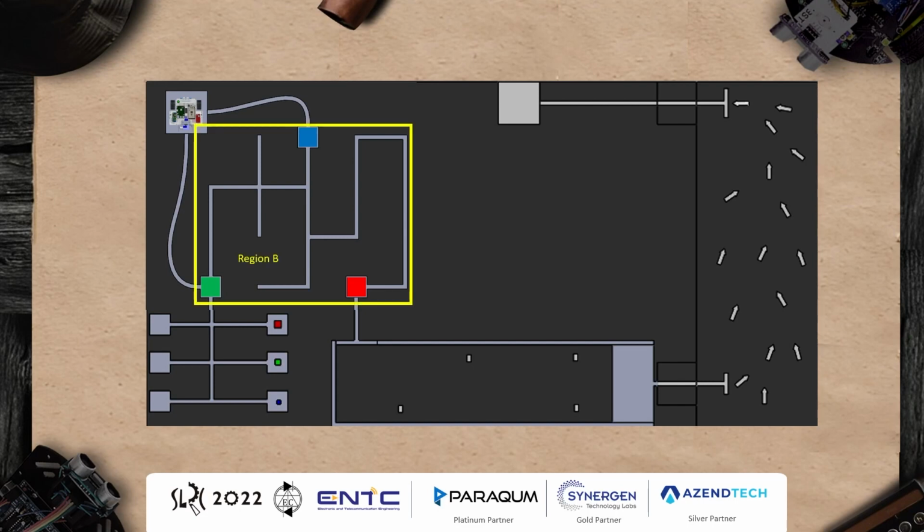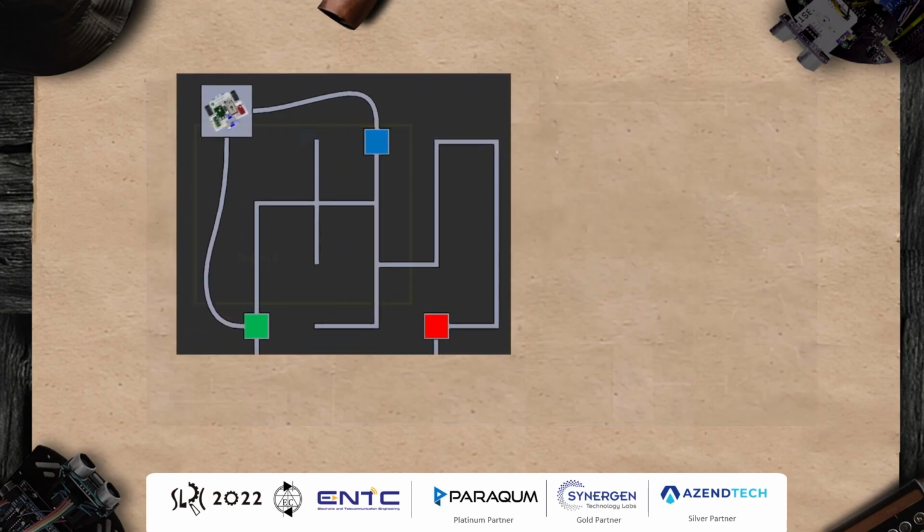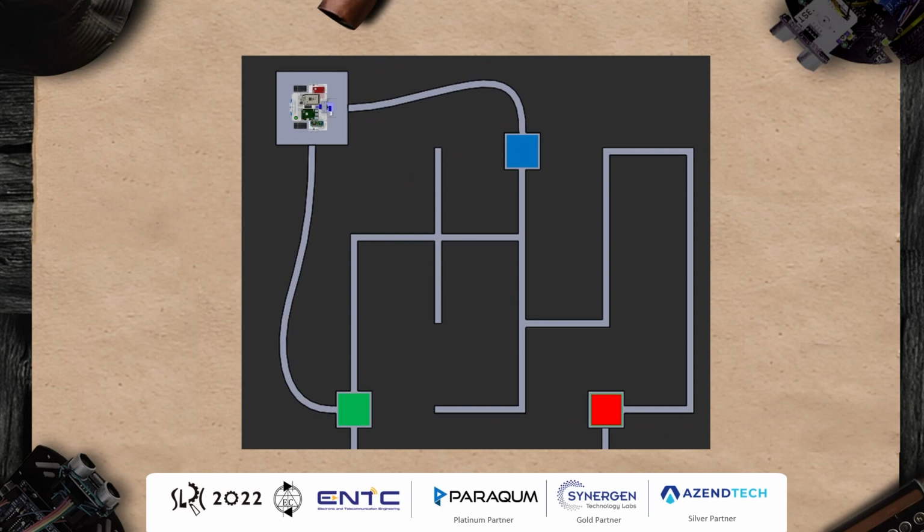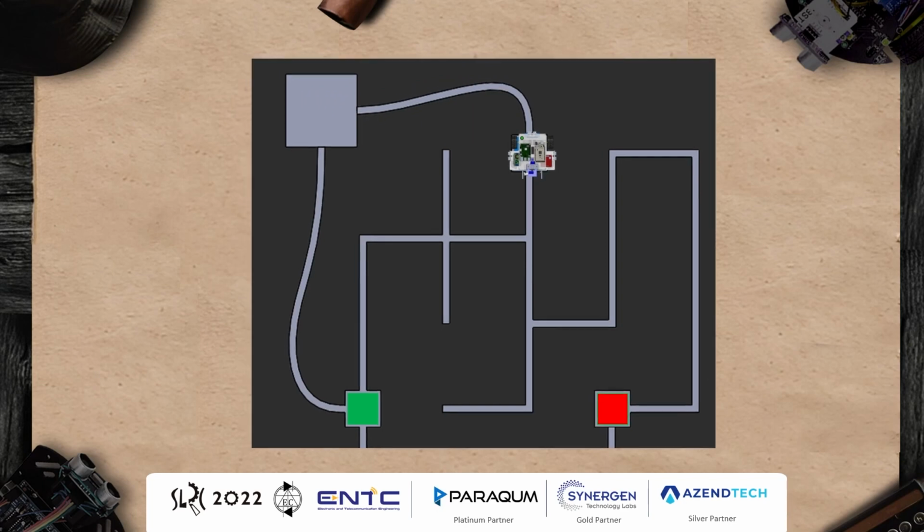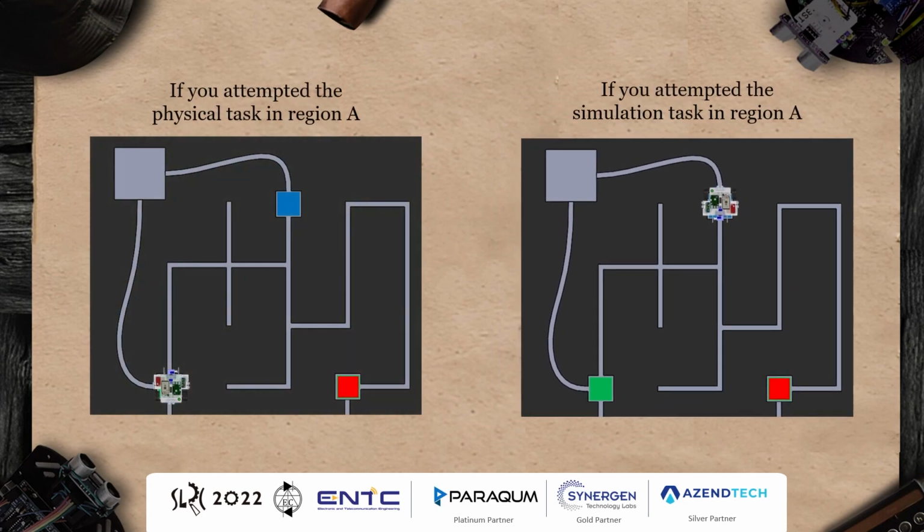Now let us have a look at the task in Region B. If you attempted the simulation method in Region A, your robot should start the task from the starting square and follow the path up to the blue square. If you attempted the physical task, your robot should start region B from the green square. Then it will navigate through the line maze and make its way up to the red square.